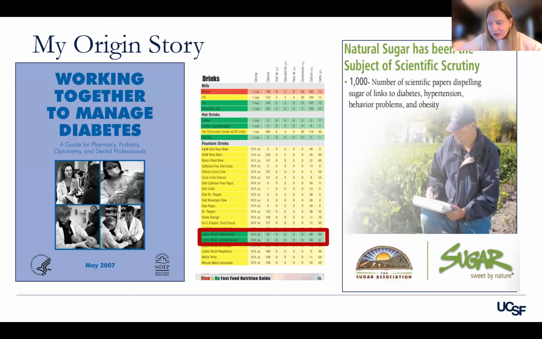And this is a screenshot from their website back in 2007, where they're saying that natural sugar had been the subject of scientific scrutiny and that over 1,000 papers had dispelled the links between sugar and chronic disease. And they also cited a Food and Drug Administration report and 2 reports from the National Academy of Sciences that had concluded that sugar was not an established risk factor for any chronic disease. So again, I was just stunned.